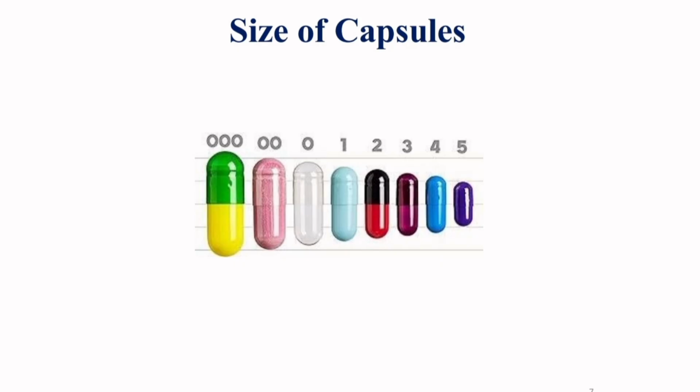Sizes of the capsules: 000 is the largest size and 5 is the smallest size. There are a total of 7 sizes of the capsules. In that, 5 is the smallest one and 000 is the largest one.